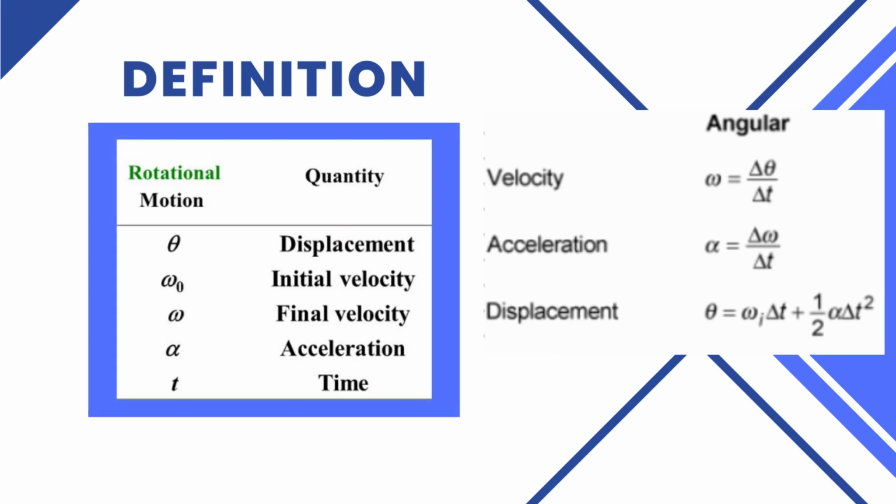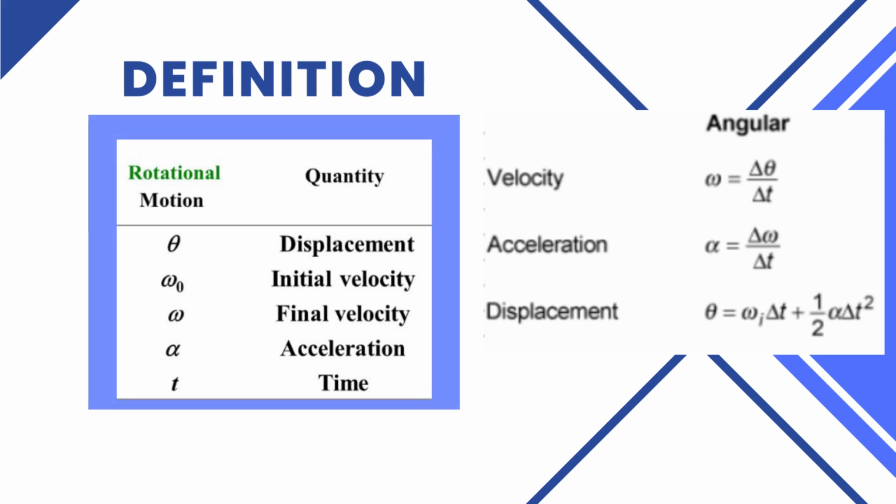For the definition part, as you can see, the angular velocity is omega, theta is the displacement, omega naught is the initial velocity, the acceleration is alpha, and the time is t.